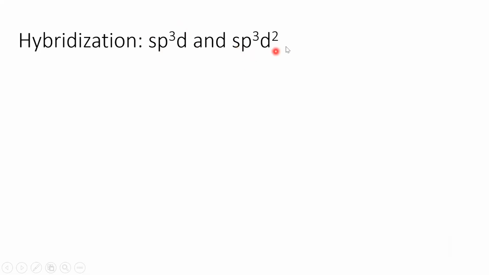Okay, if we had 6 things coming off the central atom, we would need sp3d2 hybridization. 1 s orbital, 3 p orbitals, and 2 d orbitals becoming hybridized so that we end up with 6 sp3d2 hybridized orbitals.